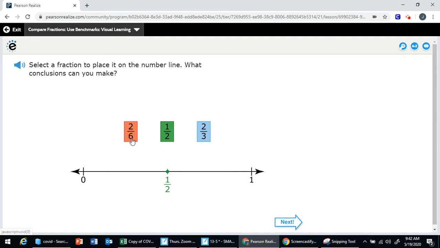Then I look at 2/6, and I'm going to envision this number line broken up into 6 equal parts. And I know 2/6 would go someplace around here. So there it is, 2/6. And then I'm thinking of 2/3. If this was broken up into thirds, 2 out of 3 would be closer to this side.